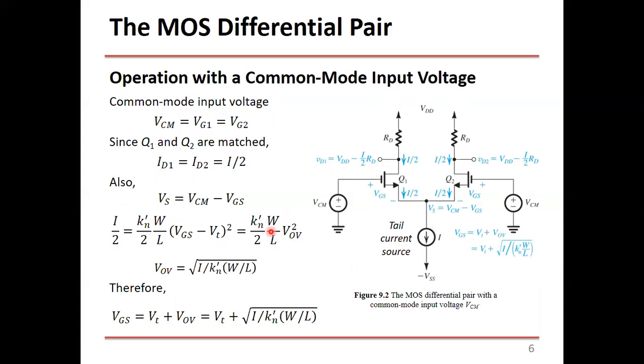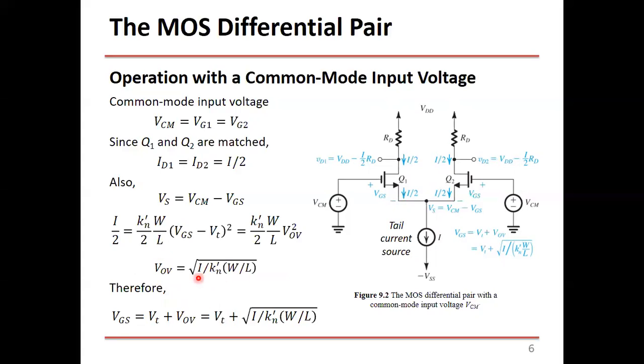Let's solve for V overdrive squared. If you take V overdrive on one side and put everything on the other side, this is what you're going to get. First of all, you cancel this 2 with this 2, and you divide I by this ratio, Kn prime W over L. And you take the square root because this is V overdrive squared. So V overdrive is the square root of I divided by Kn prime W over L. And if I is constant, then this is a constant, right? If you choose I like 1 milliampere or 2 milliamperes or whatever, then this is going to be a constant.